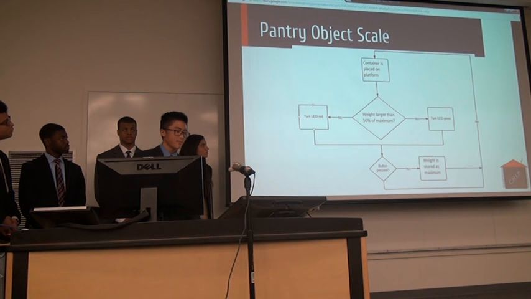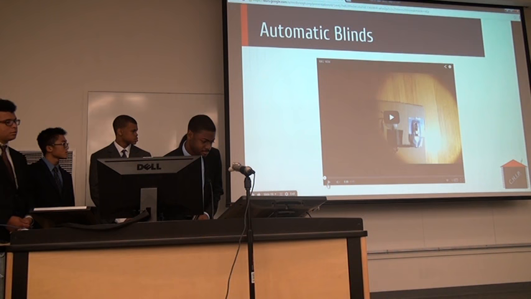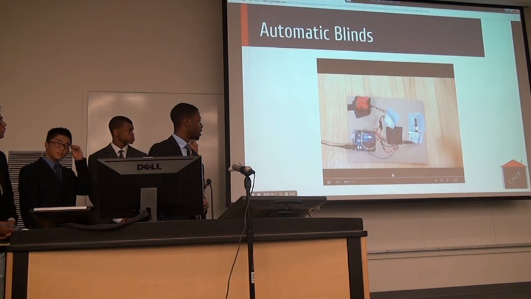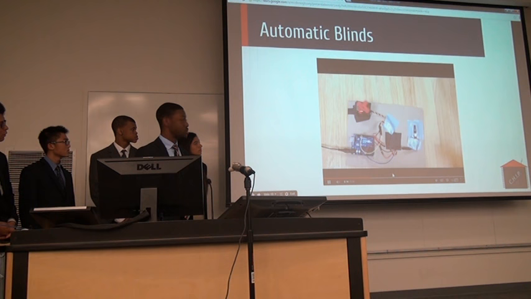So the second idea that we came up with was the automated blinds. Okay, so here we have the servo motor, the light sensor, and the Arduino hooked up to a power source. As you can see, it's turning clockwise, and this is because it's detecting that the room is dark and it actually needs more light. So this is turning clockwise to open the blinds.